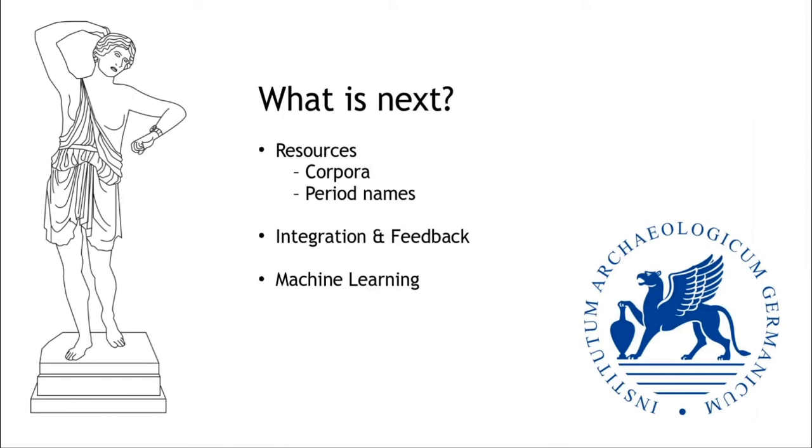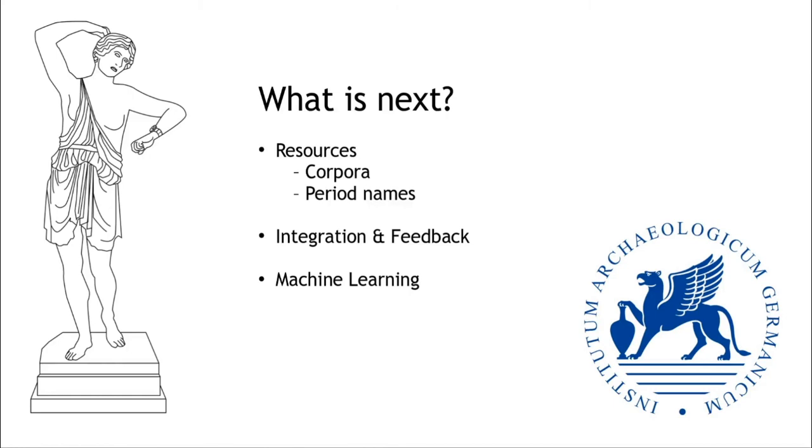So with these exploratory findings in place, we can ask what is next for time tagging in the archaeological domain. What can we do next? What can we use this for? And we mainly see 3 directions. The first is increasing our resources: bigger corpora, better corpora, increasing our coverage of period names, extending the chronology database, for example, doing new translations of known period names, etc.